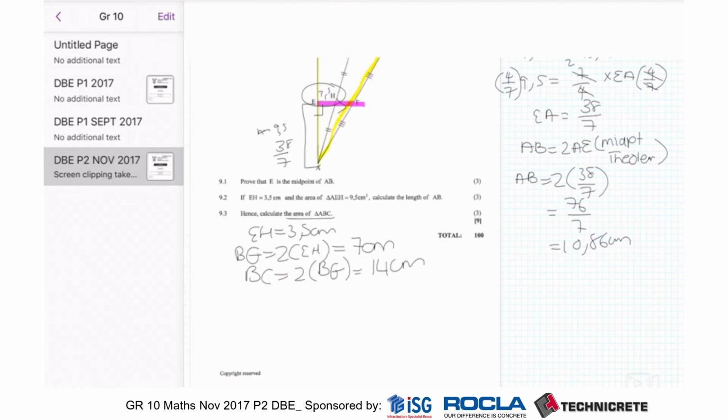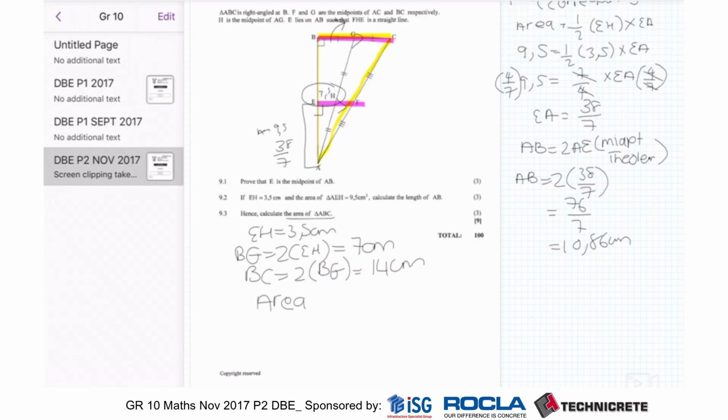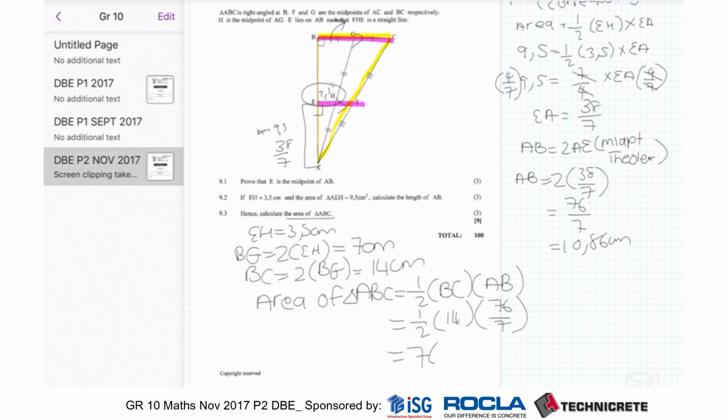Now it's very easy to find the area of the triangle. So area of triangle ABC is half of BC times AB, which we calculated. So half of 14 times 76/7. Make sure you use the fraction and not the rounded off version. And this, if we put into our calculator, is 76 centimeters squared.